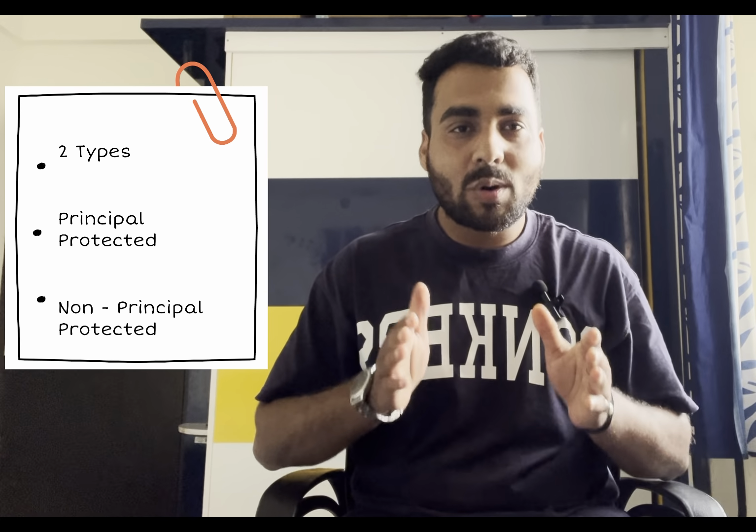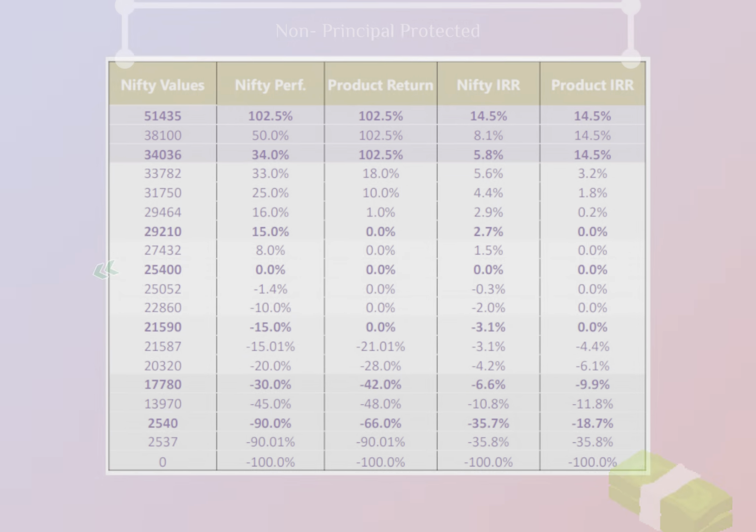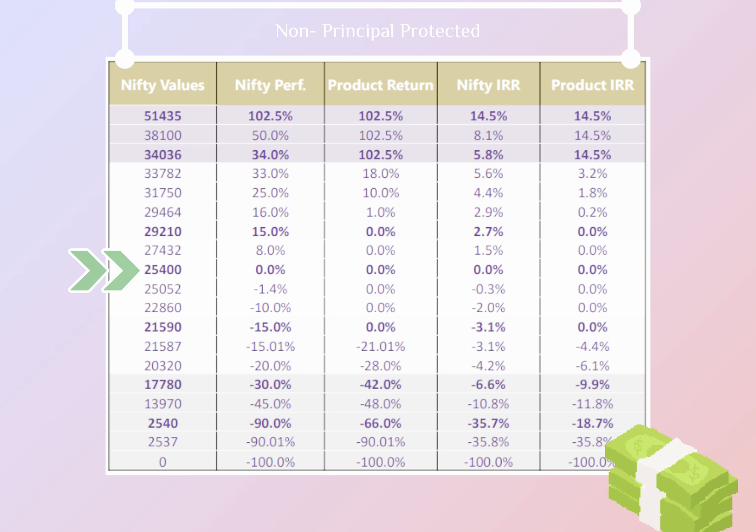In order to make it more practical, there is a chart on your screen. This is the same payoff sheet which comes with a scheme document. We are standing on a Nifty level of 25,400 and it performed by 8%, to 27,432 level. So the product will deliver 0% return. In IRR terms over the 5 years, 1.5% of Nifty, the product return will be 0.